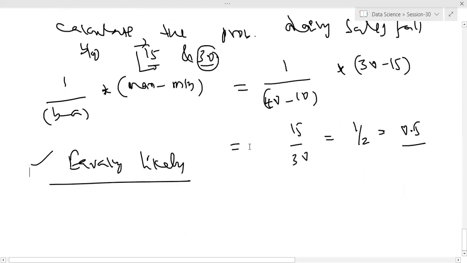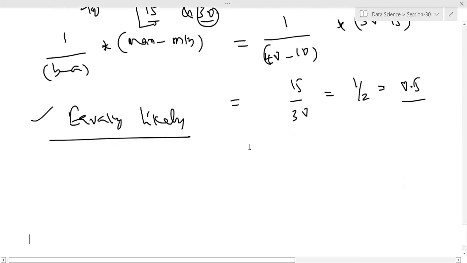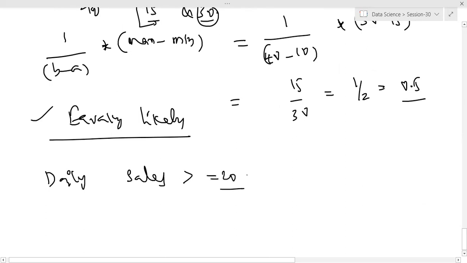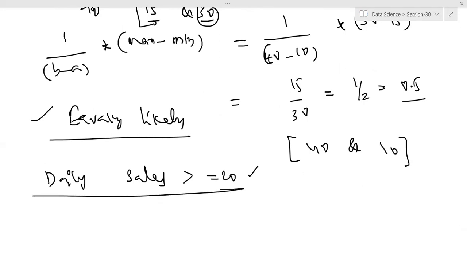Now, if I am asking you, you have to tell the answer, friends. Just think it through. It is a little bit tricky. The question is, if I want to get daily sales greater than or equal to 20 books, we have a maximum of 40 and a minimum of 10. Along with that, they asked us to compute the daily sales greater than or equal to 20. How do you do that, friends?